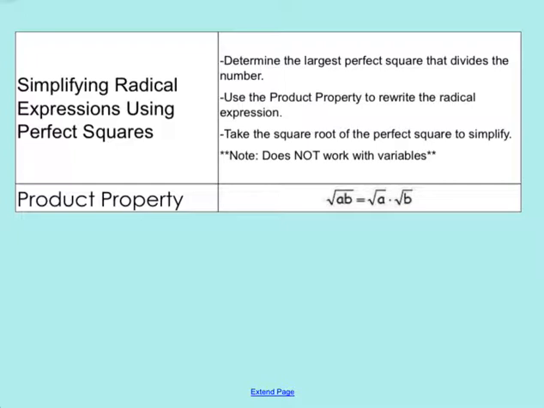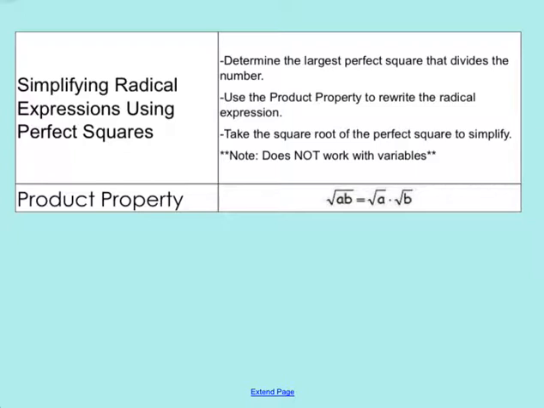Now let's take a look at simplifying radicals using perfect squares. Determining the largest perfect square that divides a number is going to make this easier. It's thinking about what's the largest perfect square that goes into this number. Because here's the deal, once you have a pair, you can stop. If you want to keep breaking it on down, you always can, just like we did on those last couple of problems. But you could use that idea just to look for perfect squares.